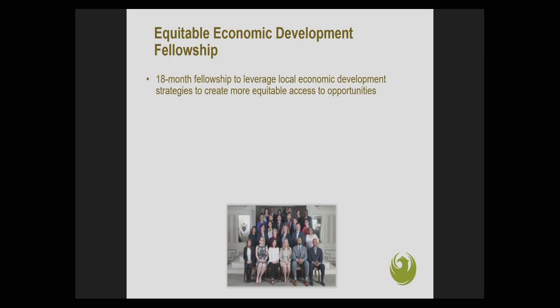In April of 2017, Phoenix, along with Austin, Texas, Baltimore, Maryland, Louisville, Kentucky, Nashville, Tennessee, and Sacramento, California, were selected to participate in the National League of Cities Equitable Economic Development Fellowship. The fellowship provided 18 months of technical assistance for each of the cities I just mentioned to help ensure more equitable and inclusive economic development outcomes. Cities were required to select a specific challenge around equity and economic development, and Phoenix selected the South Central Light Rail project.